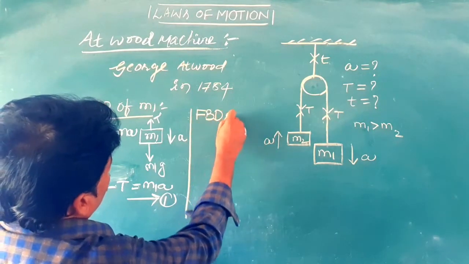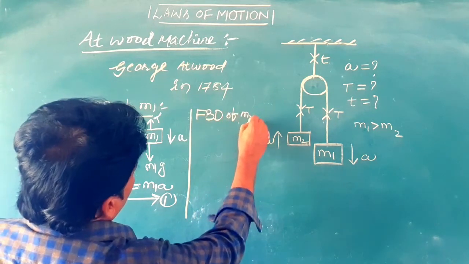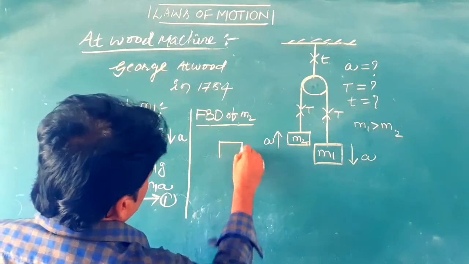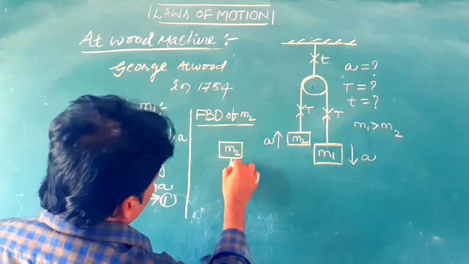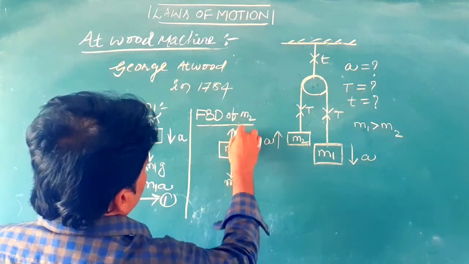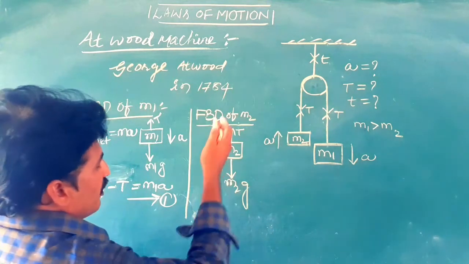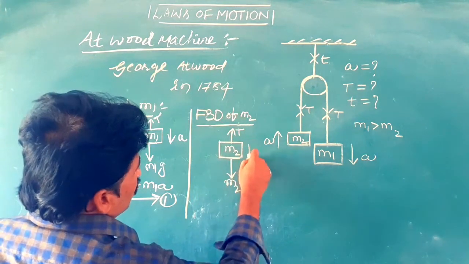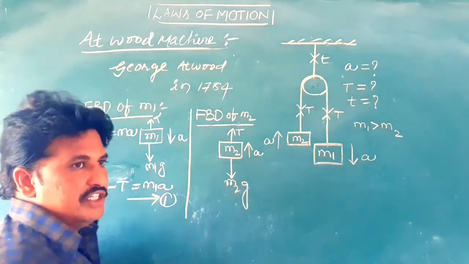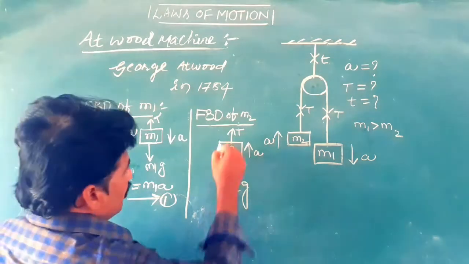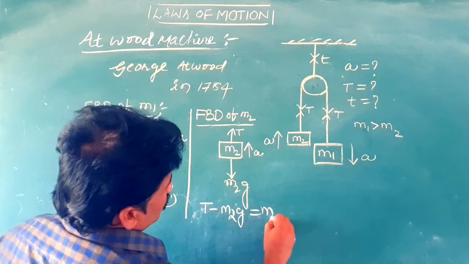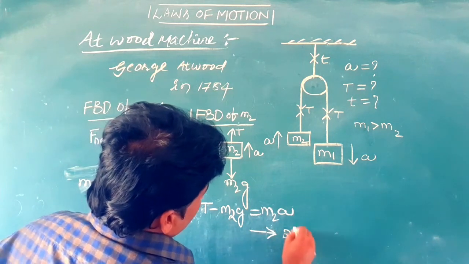FBD of M2. Okay students, see here, this is M2. Due to gravity, this weight acts vertically downward, and tension always acts away from the pulley block, and this block moves in the upward direction. Write the equation the same way, F net is equal to ma. From that, the driving force is tension and the opposing force is M2g, is equal to M2a. This is equation number 2, students.